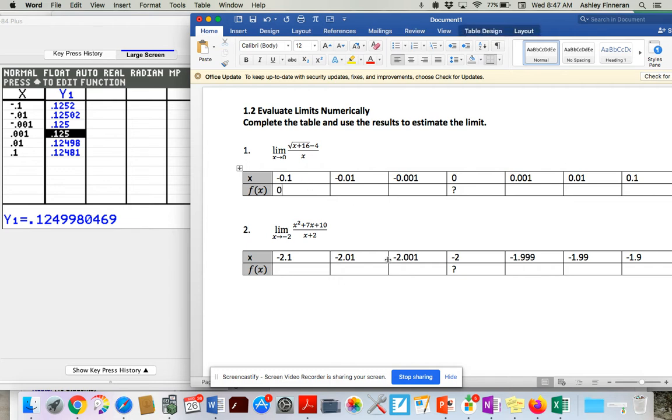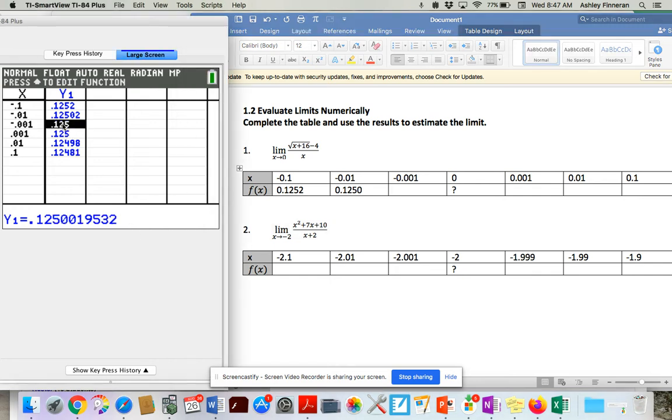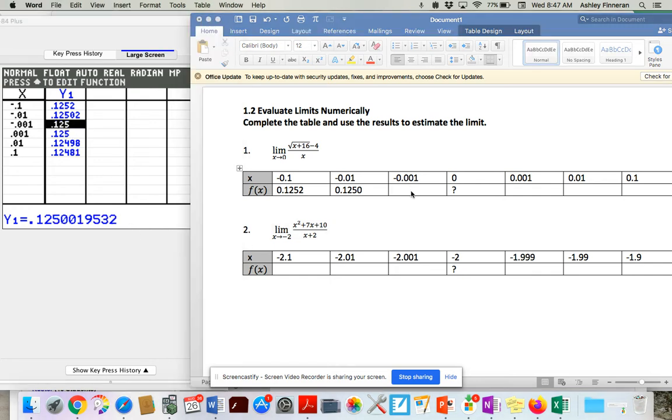So 0.1252, 0.1250. And again, you can be typing that or writing this in your notebook. I'm only typing it so I can show it to you at the same time. And then, let's see. This is actually 0.1250 if I'm rounding to 4 decimal places. And then on the other side, it's the same, 0.1250.